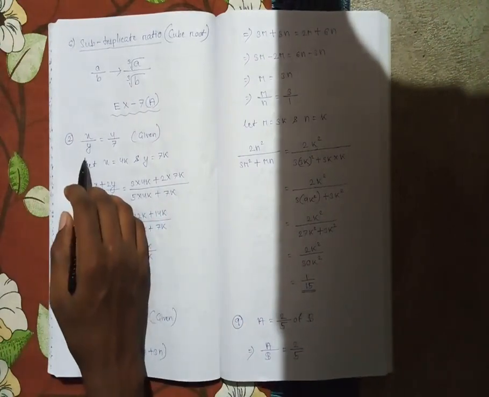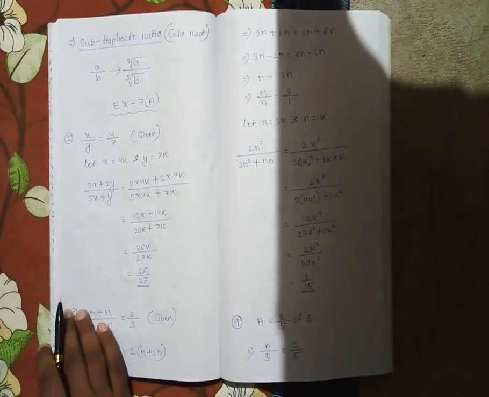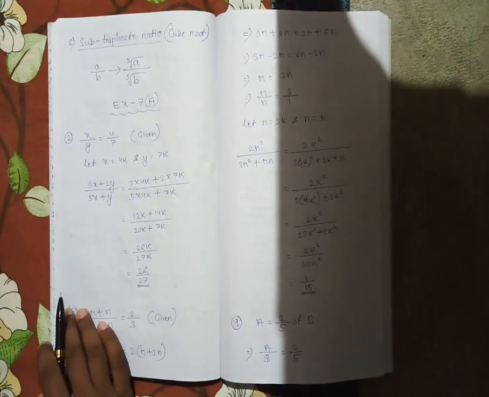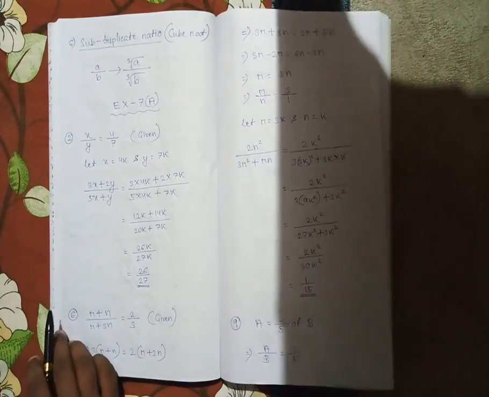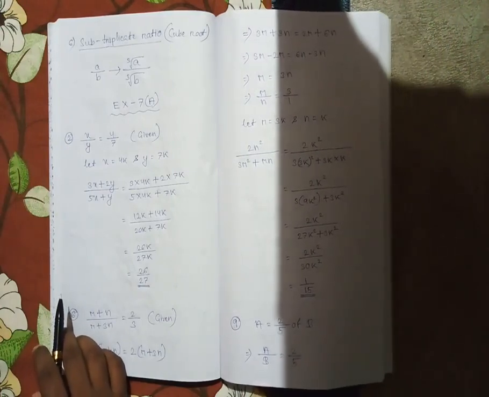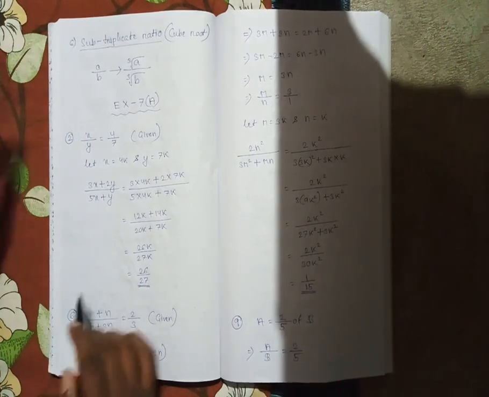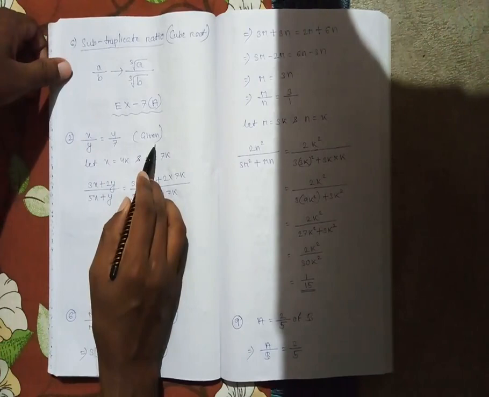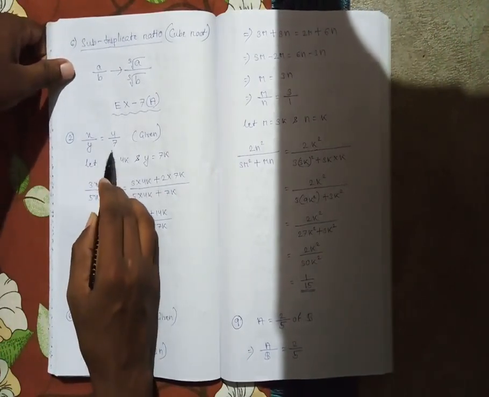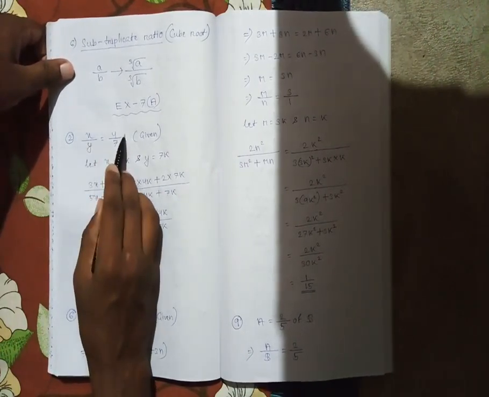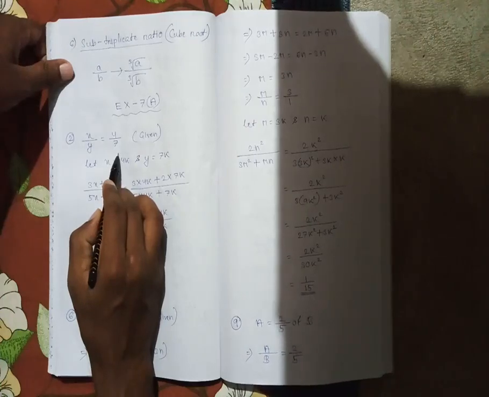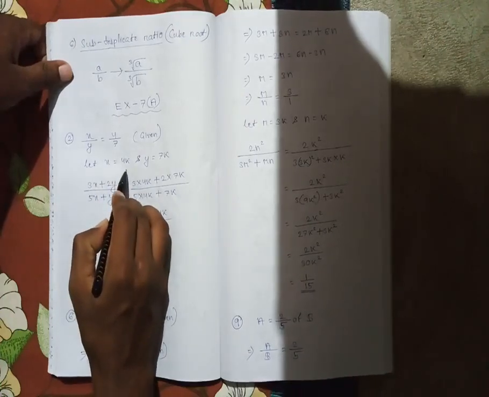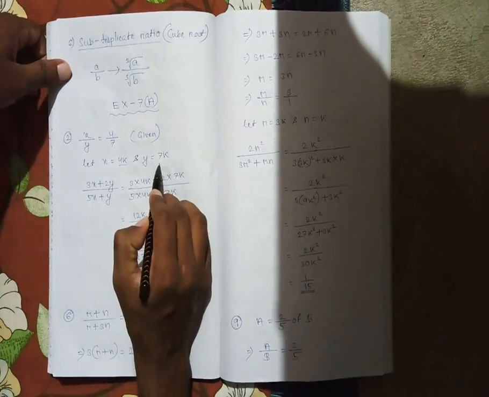Look at question number 2. It is given that x by y is equal to 4 by 7, and we have been asked to find the ratio between 3x plus 2y and 5x plus y. If x by y is equal to 4 by 7, that doesn't mean that x is equal to 4 and y is equal to 7. So let x is equal to 4k and y is equal to 7k.